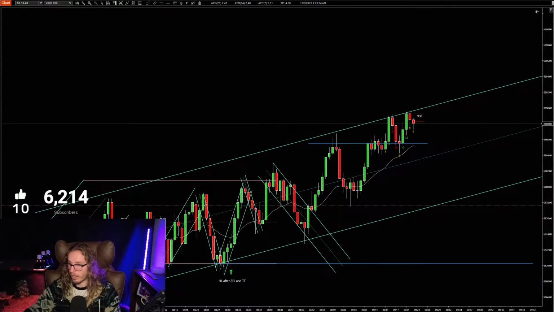See, we're making higher highs still. So we've got to be patient here and wait for the right setups, but positive signs at least.